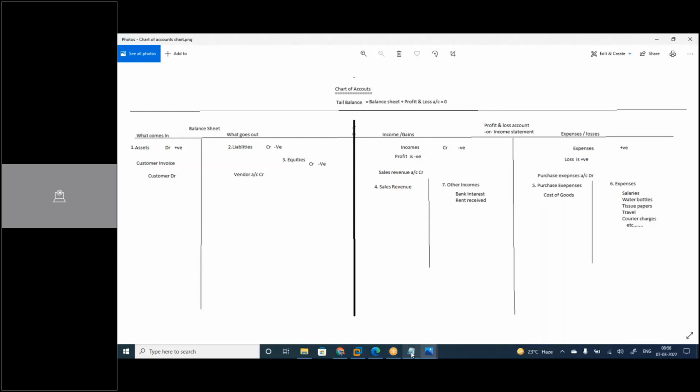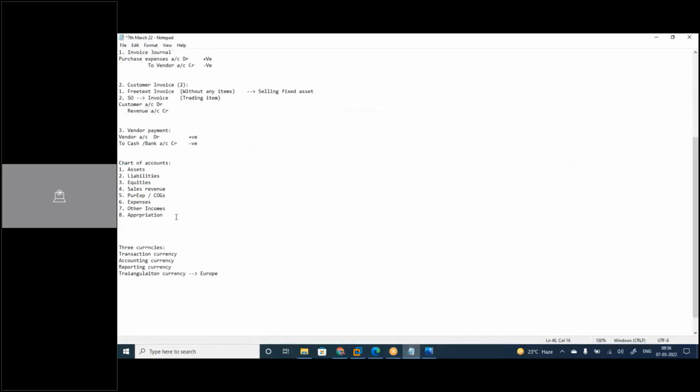Okay, this is the chart of accounts classification. The numbering is a best practice, it is not a rule. For understanding purposes, I'm giving numbering like this. If a client wants one series to mean revenue accounts, yes, you can use it, but this is a best practice, not a rule.